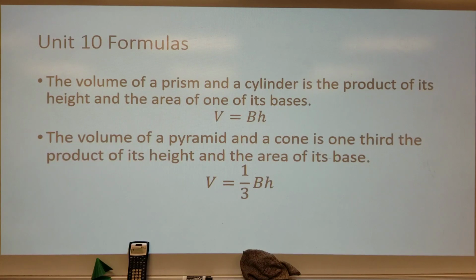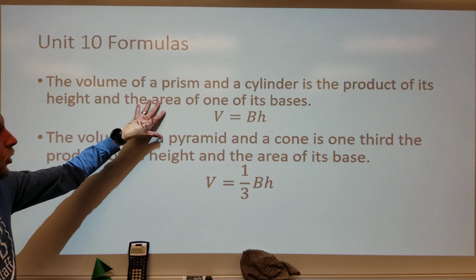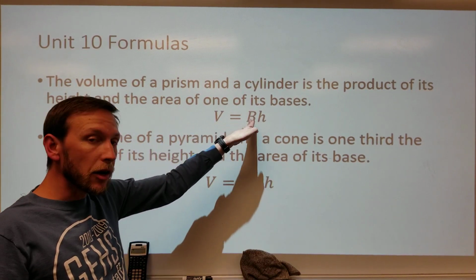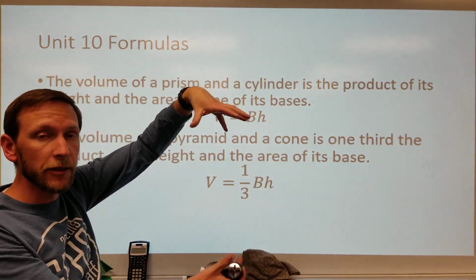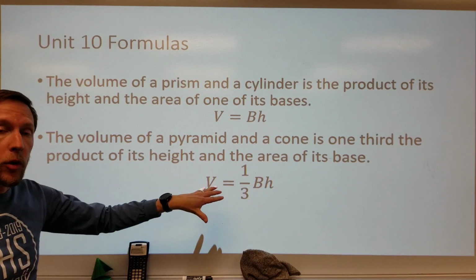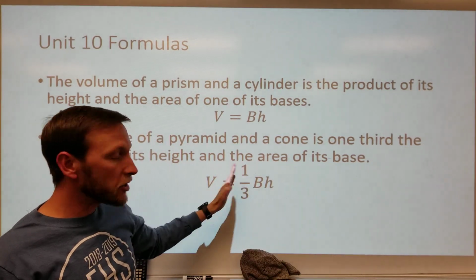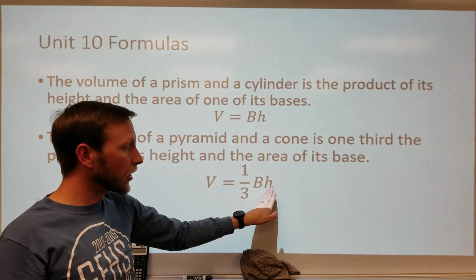But now we're going to add some more to the mix on the volume for prisms and cylinders and also for pyramids and cones. What we're going to notice is that the volume of a prism or a cylinder is found by taking the area of the base and multiplying it by how tall or the height of that prism or cylinder. In a pyramid or a cone, it's basically the same idea, but it's a third of the area of that base times the height of that pyramid or cone.